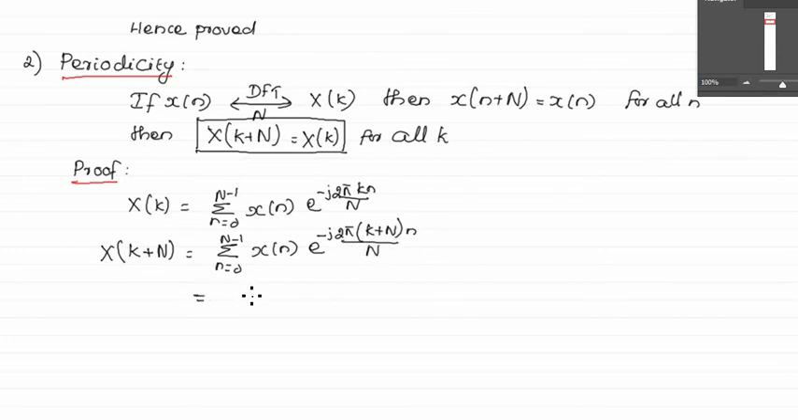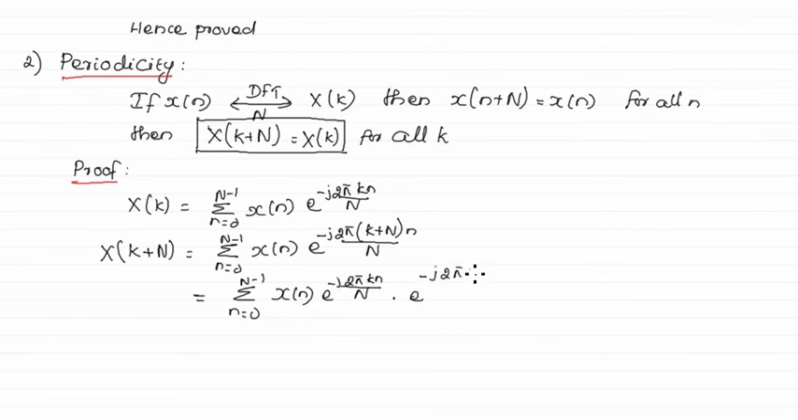Now we are going to split this e power minus j 2 pi (k plus N) n by N term into two, that is e power minus j 2 pi kn by N into e power minus j 2 pi N into n by N. Now we are going to cancel this capital N and capital N. We know that integer multiple powers of complex exponential are equal to 1.